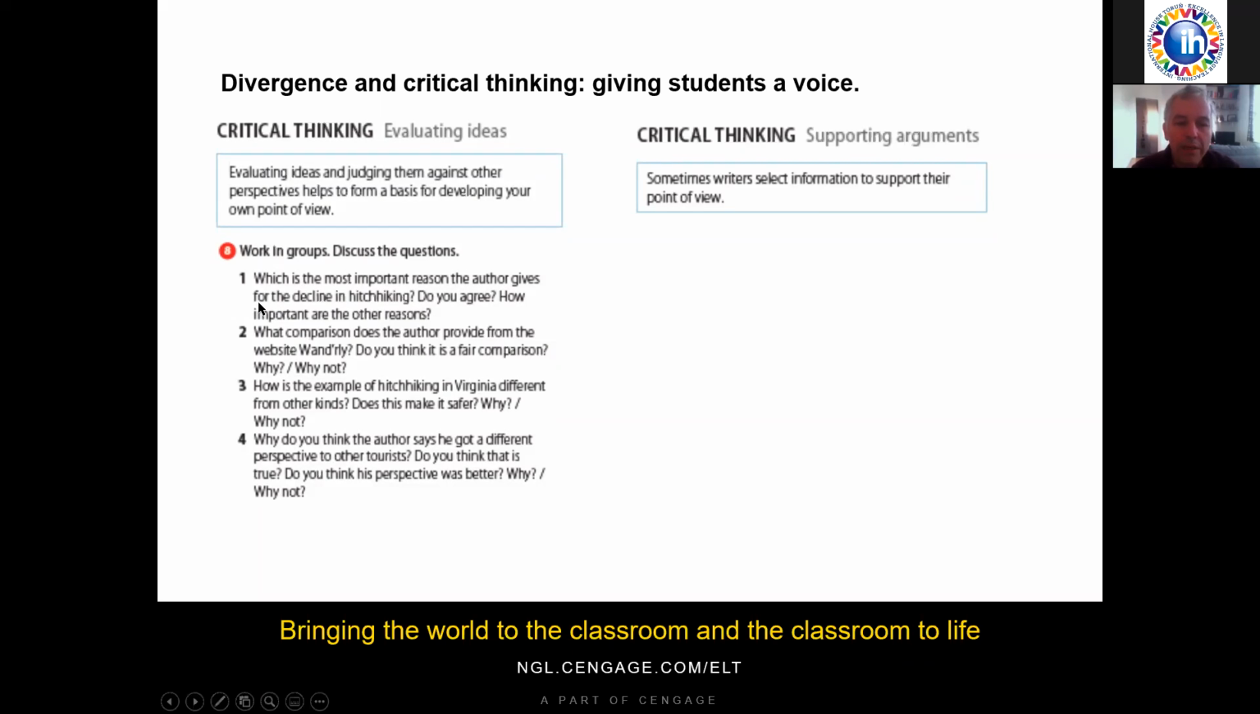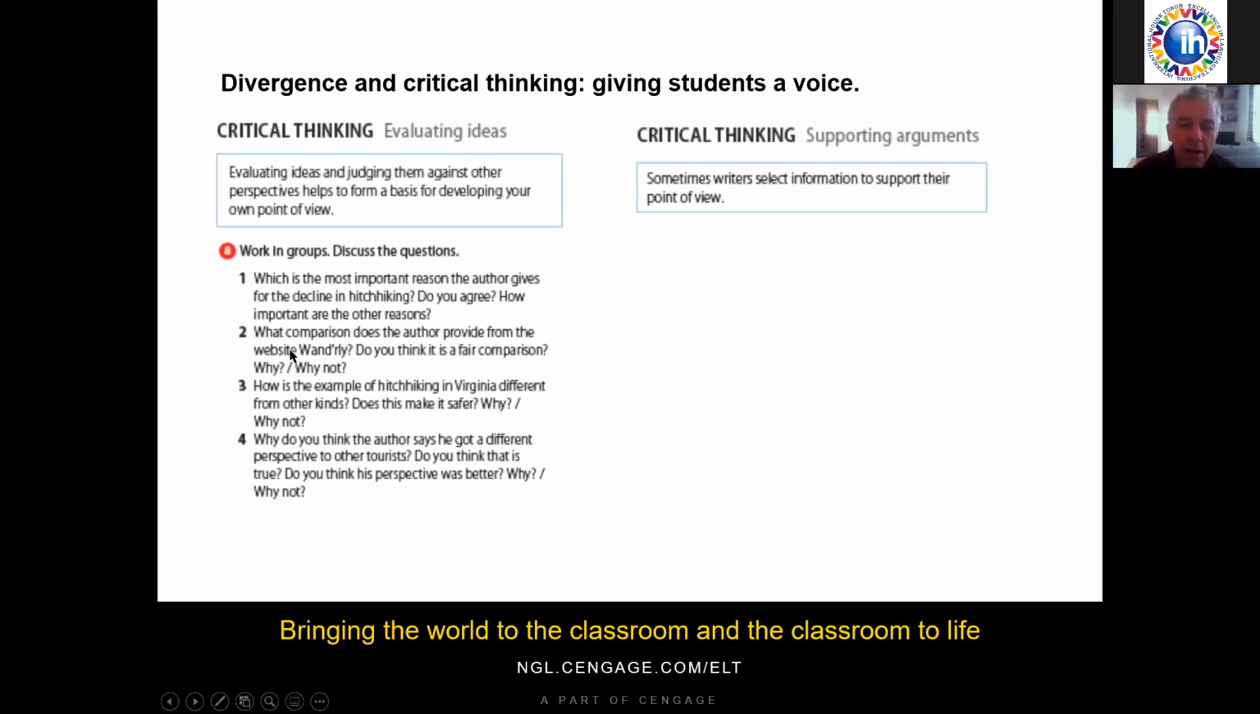And what we have here, the question is about, the text is about hitchhiking in this case, and there's a decline in hitchhiking, and the text gives various reasons for this. So any text where we're giving reasons for a particular phenomenon, we could ask the students to put in order what they think the most important reason is. We can ask the students to challenge the text. Do you agree? How important are the other reasons?